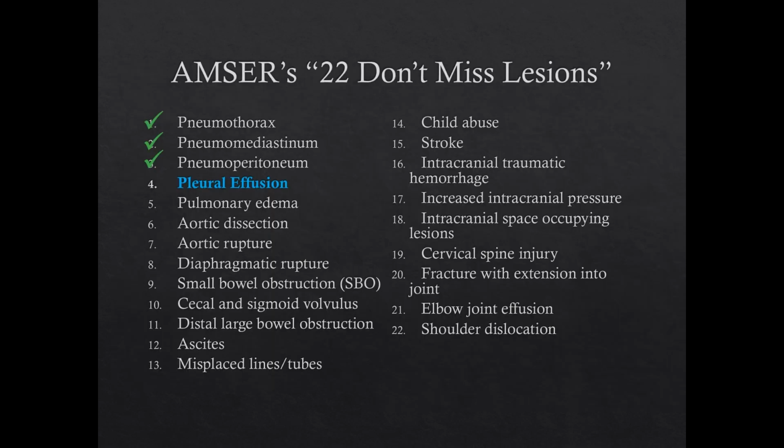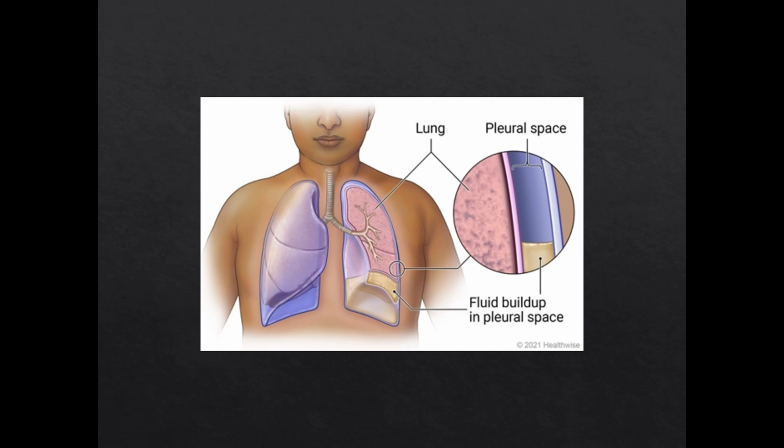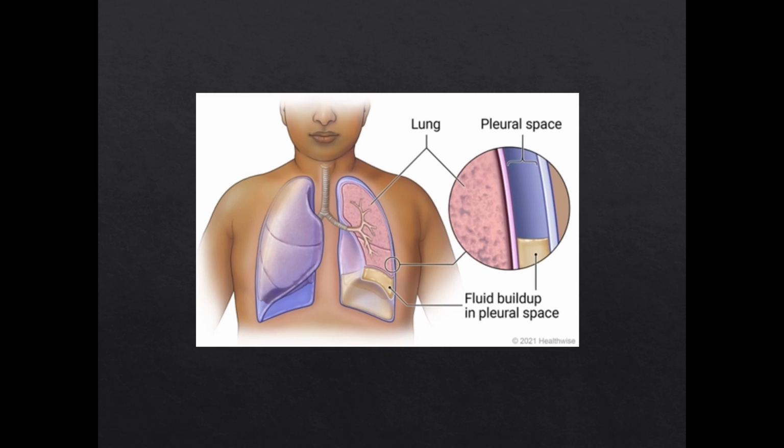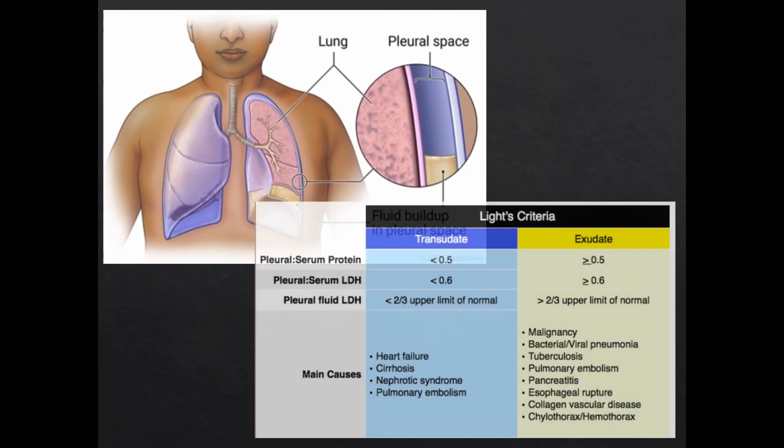Number 4 is pleural effusion. A pleural effusion is when fluid builds up in the pleural space between the visceral pleura of the lung and the parietal pleura of the hemithorax. Now, there's a whole slew of reasons why this can happen, which is all beyond the scope of this video. But the clinician can use Light's criteria to nearly cut the differential in half.